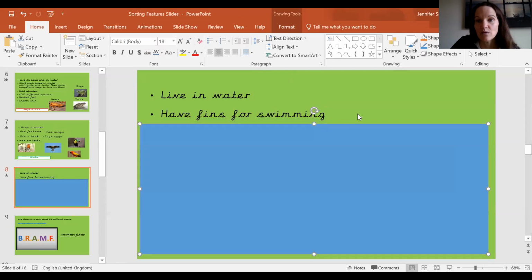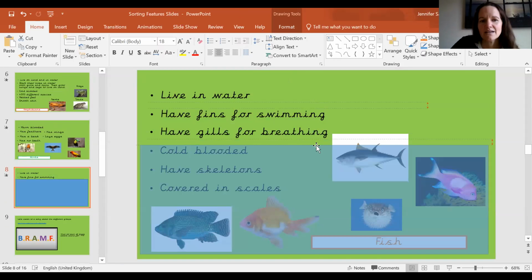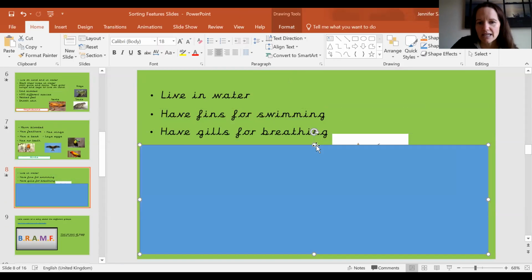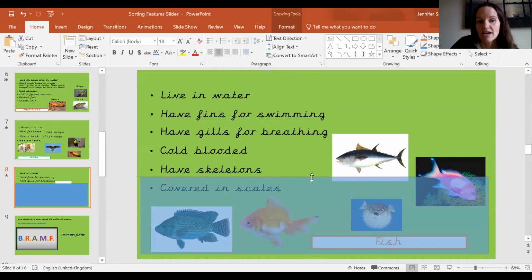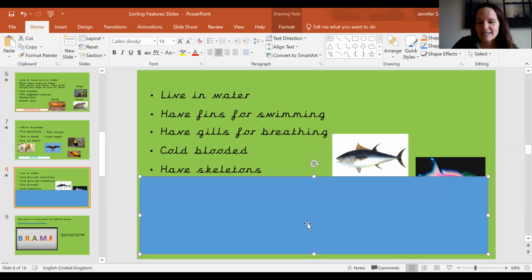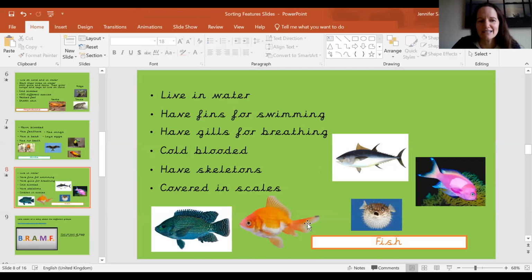These animals live in water. They have fins for swimming. They have gills for breathing. They are cold-blooded. They have skeletons. Well done if you said they were fish.